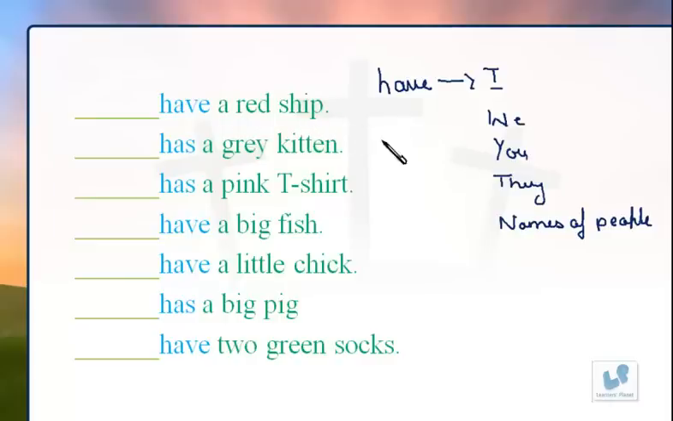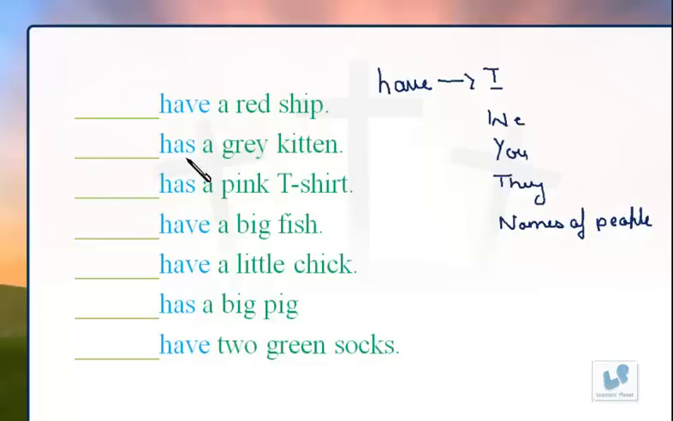I have a red ship, we have a red ship, you have a red ship, they have a red ship, or we could put any two names like Lisa and Peter. So Lisa and Peter have a red ship. I hope you understood what I'm saying, children. Now let us try the next fill in the blank.